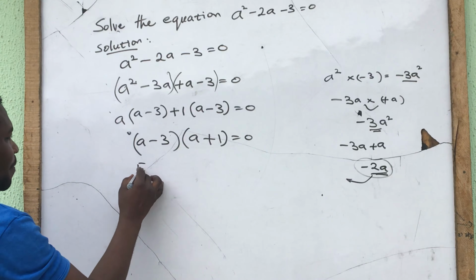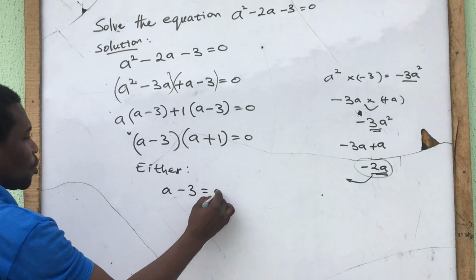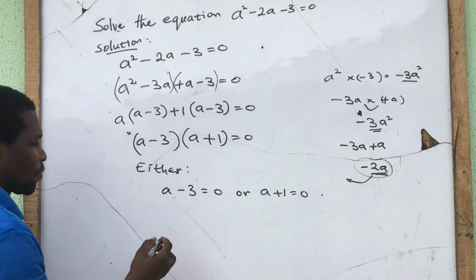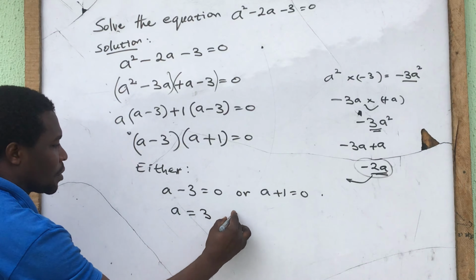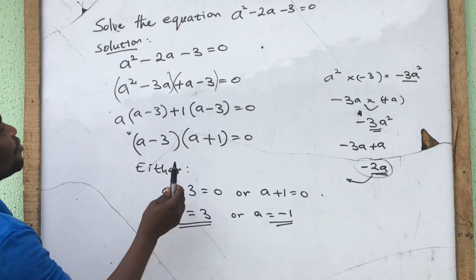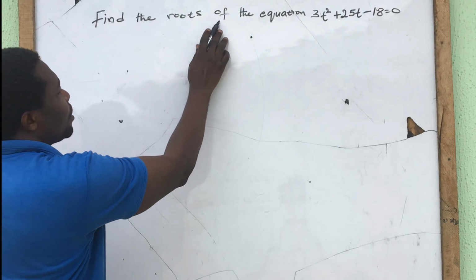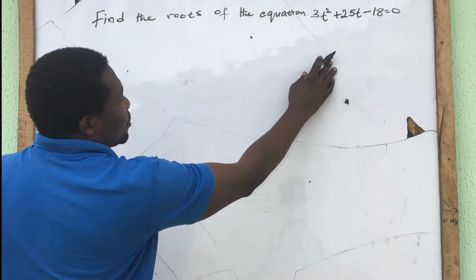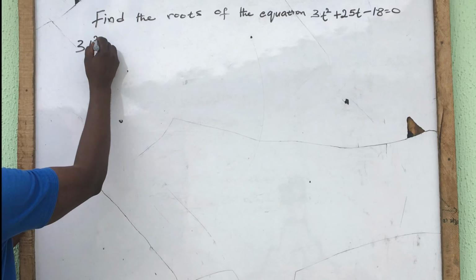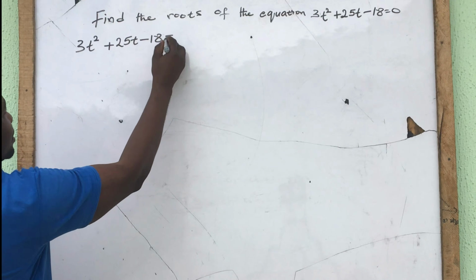So with this, either a minus 3 equals 0 or a plus 1 equals 0. So from that, a equals 3 or a equals minus 1. So these are the zeros or the roots of this quadratic equation. Find the roots of the equation 3t squared plus 25t minus 18 equals 0. So 3t squared plus 25t minus 18 equals 0.